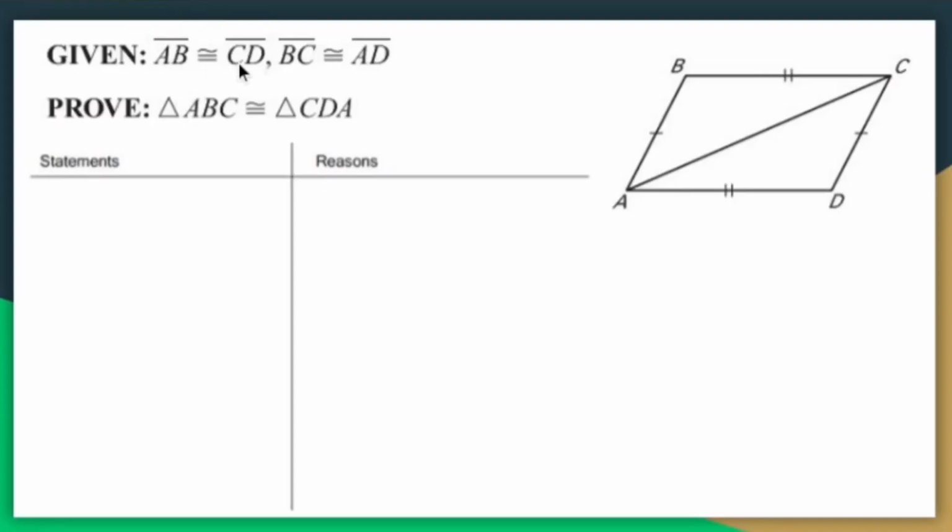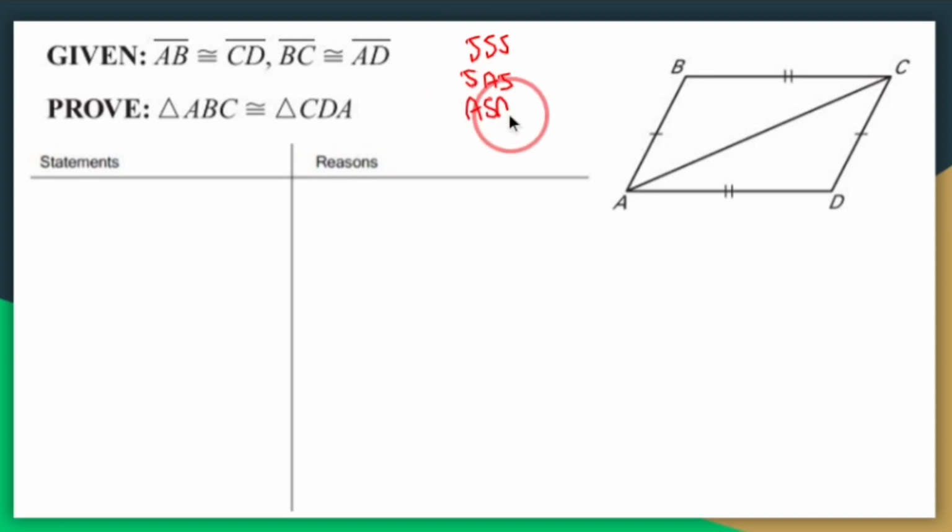Given AB is congruent to CD, and given BC is congruent to AD, prove that ABC is congruent to CDA. When I'm being asked to prove two triangles are congruent, I'm having four major thoughts in mind: SSS, SAS, ASA, and AAS. What I want to do is try to find a way to come up with one of these four to show that these guys are congruent.